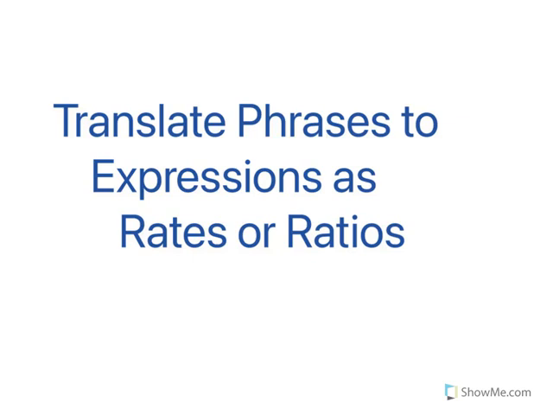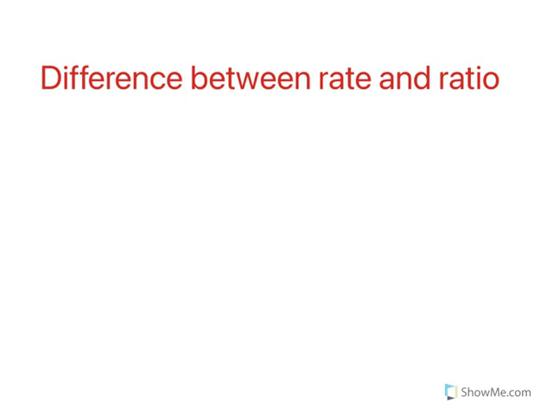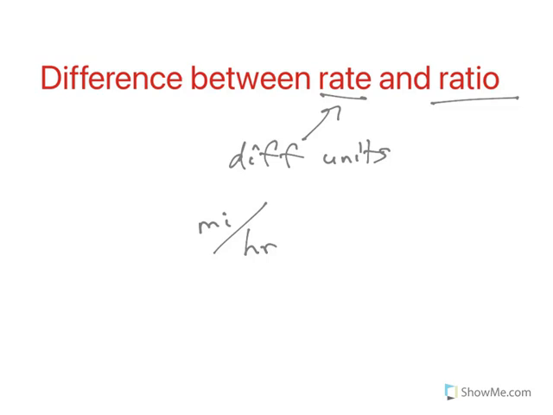Translate phrases to expressions as rates or ratios. First, let's talk about the difference between a rate and a ratio. If we're talking about a rate, we're talking about different units. So like miles per hour, that's a rate.